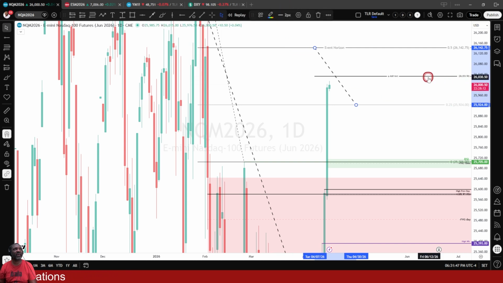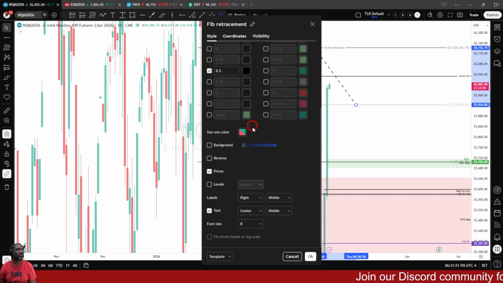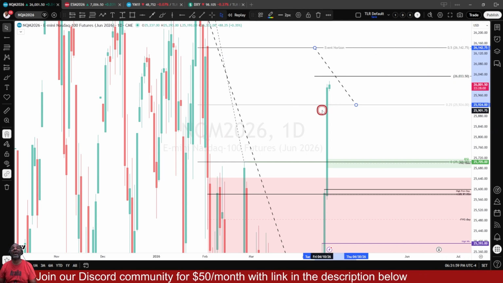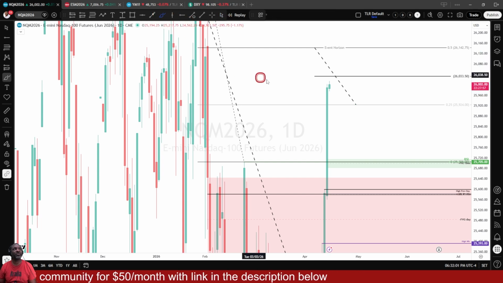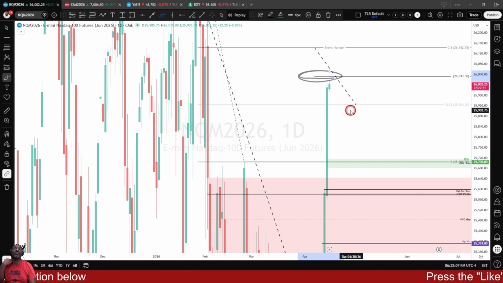You see right there at that 26,000. Make that larger. All right. 26,033 and a half. Guess what? That's a PD array too. That's event horizon also. Event horizon is just a halfway point in between two PD arrays.